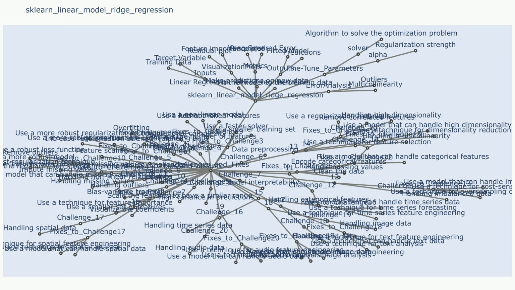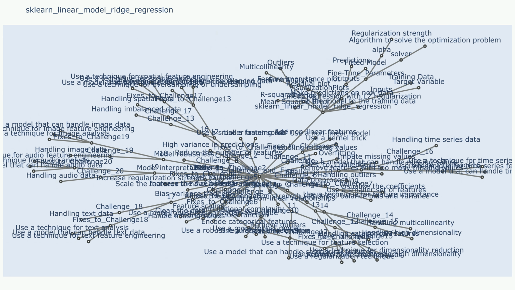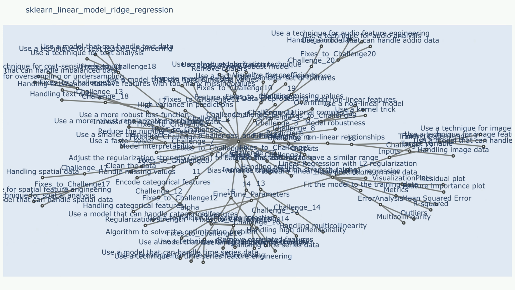Fine-tune parameters. Alpha, regularization strength. Higher values lead to stronger shrinkage and reduce variance but can increase bias. Use cross-validation to find the best value. Fit intercept, whether to include an intercept term in the model. Typically included unless the data is centered. Normalize, whether to normalize the predictor variables. Can improve performance if the variables have different scales.